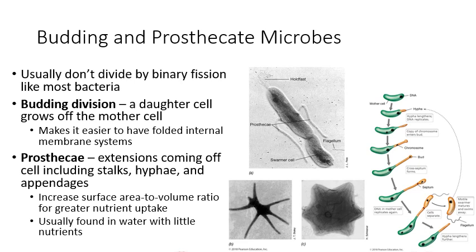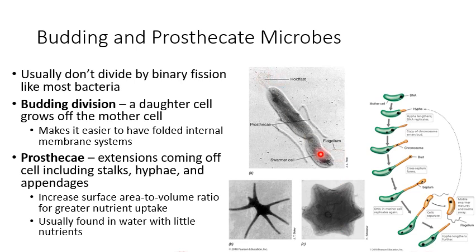Then you have prosthecae, which are large extensions coming off of the cell. Not flagella or pili, but things that are bigger than that. There's several different types. You can have stalks, you can have hyphae, and you can have appendages. In the pictures you see different examples of them. So these are all counting as prosthecae. Even these are counting as prosthecae.